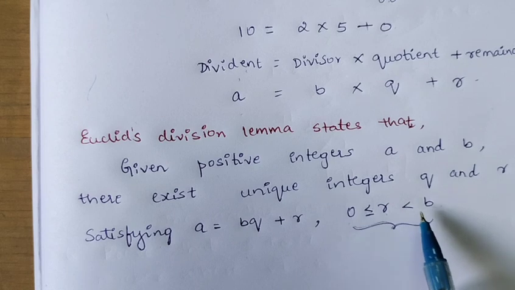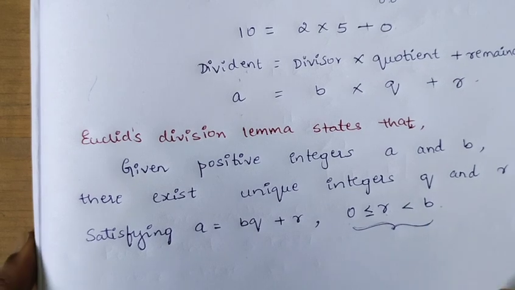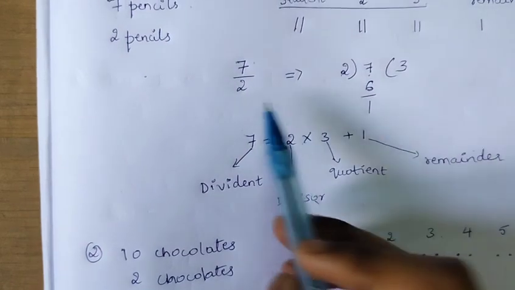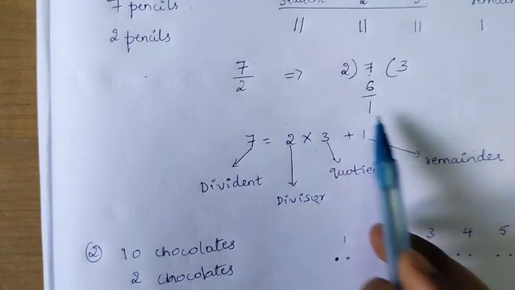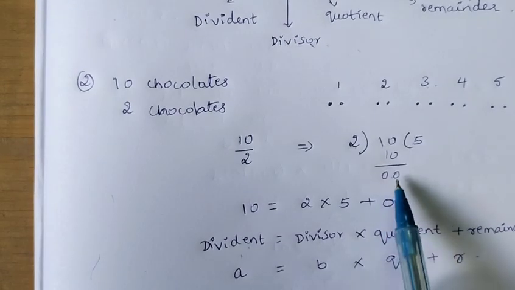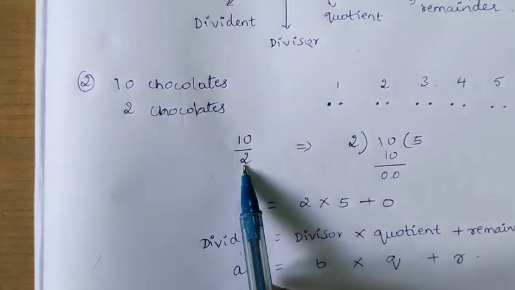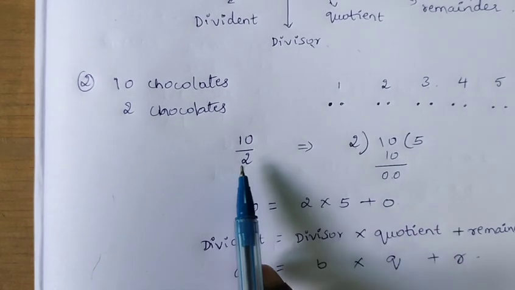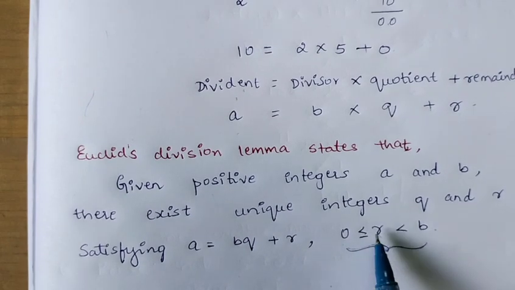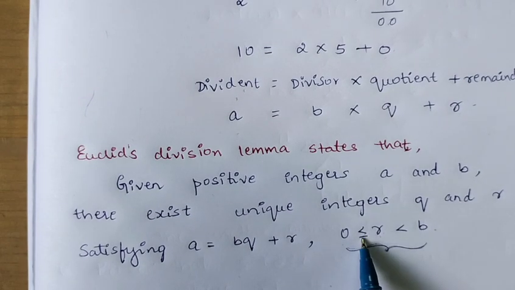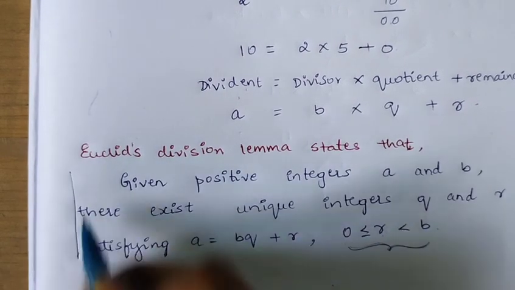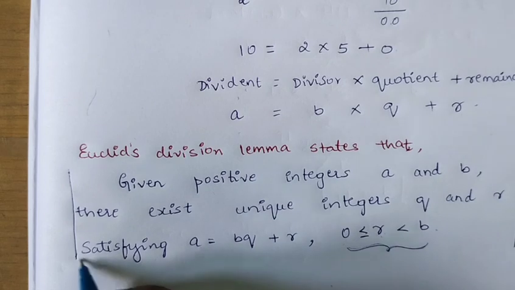Also there is one more condition, that r is less than b. This is also easy. In the first case we got remainder as 1. But what was the divisor? It was 2. So 1 is less than 2. Same thing in the second case. We got the remainder as 0. Here the divisor is 2. 0 is less than 2. So this condition is satisfied for both the given examples. r is greater than or equal to 0 and less than b. This is the statement of Euclid's division lemma.